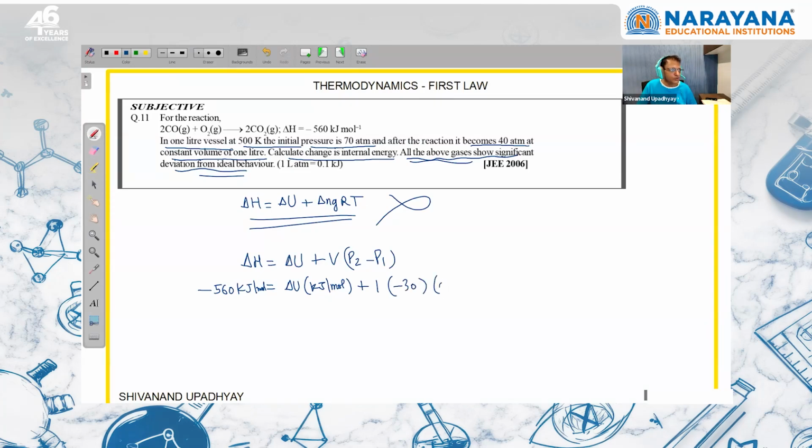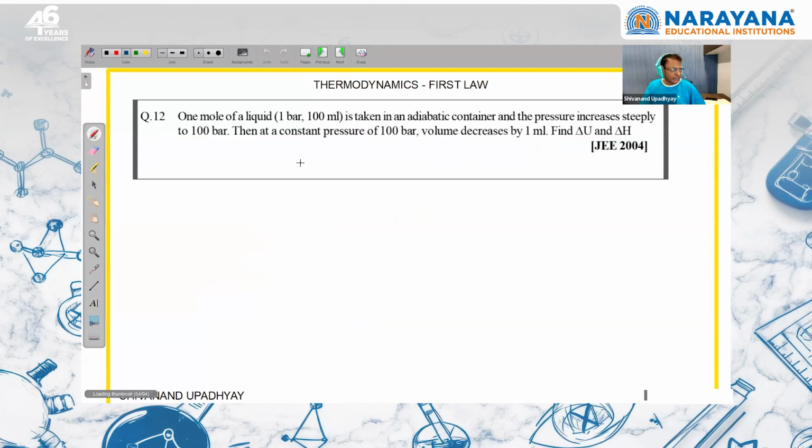Convert into kilojoule, so 0.1 से इसको आप multiply कर दो. So you can further simplify, right? This is -560 और ये माइनस इधर जाएगा, प्लस हो जाएगा +3. So this is minus 557. You can calculate the internal energy change. So ध्यान से आप क्वेश्चन को पढ़ो. This is also a very good question.